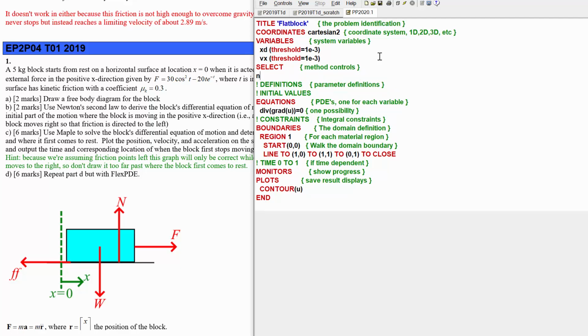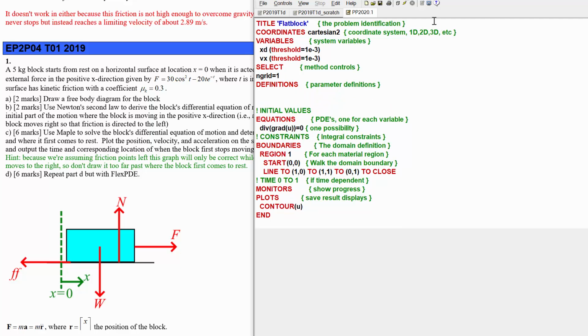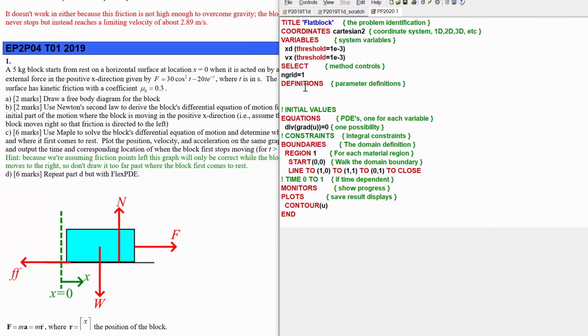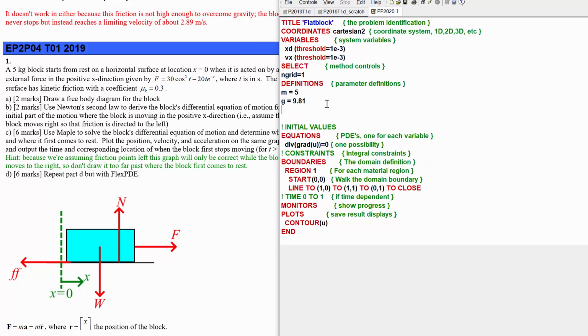Now under select, we can optionally say ngrid is equal to 1 to make it faster, but that's not actually necessary. It'll just save some time later in how long this takes to run. So definitions. Here we can set up the variables. M is equal to 5, G is 9.81.